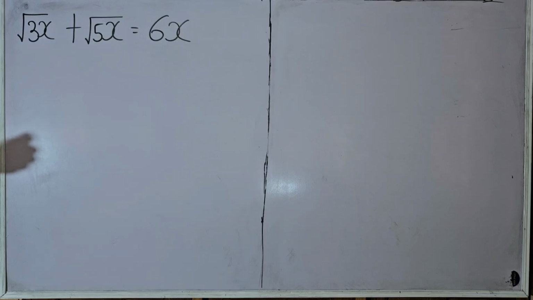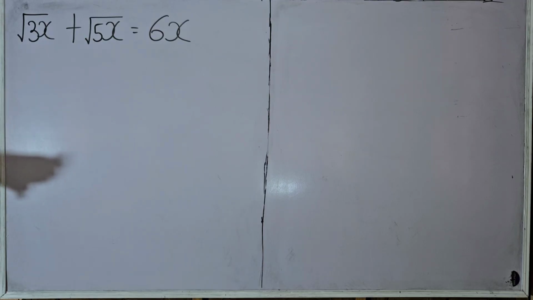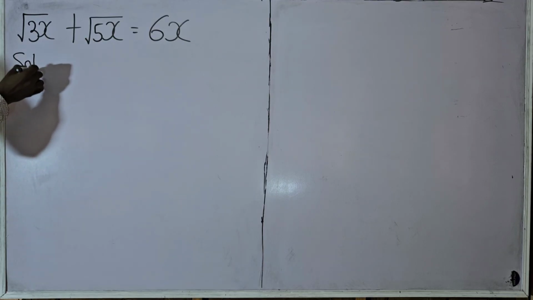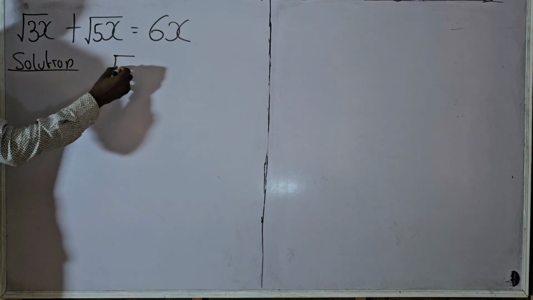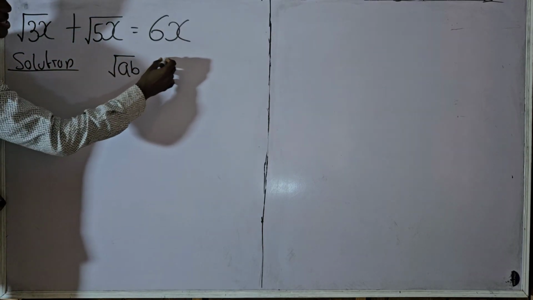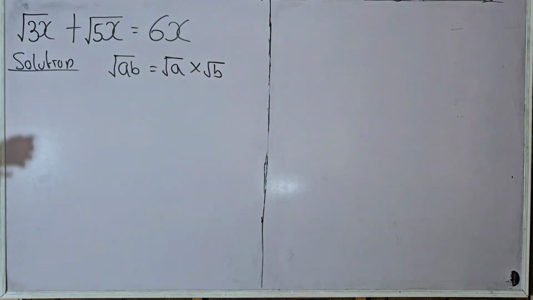We are asked to find the value of x in the surdic equation: root of 3x plus root of 5x equals 6x. If you encounter this question in an exam, approach it like this. Recall, if you have root of a multiplied by b, this can be written as the square root of a multiplied by the square root of b.